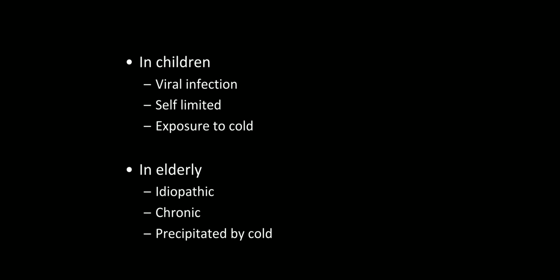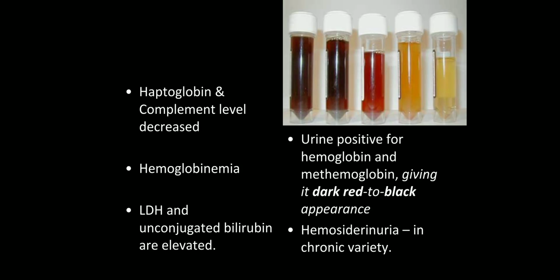And usually it is viral induced. It can be viral induced in children with exposure to cold. It can precipitate. Okay, whereas in elderly it can be idiopathic. There is no known cause. Okay, so haptoglobin, again the same findings you will get, except for you can see that hemoglobin which is present in the urine, okay, which is positive for hemoglobin, methemoglobin, dark red to black in appearance.